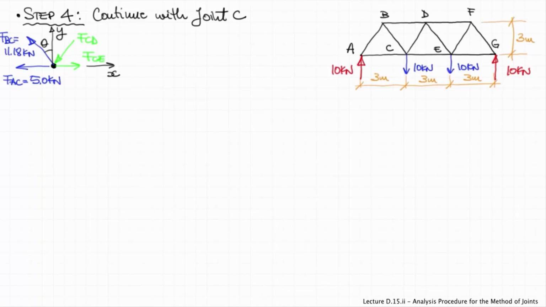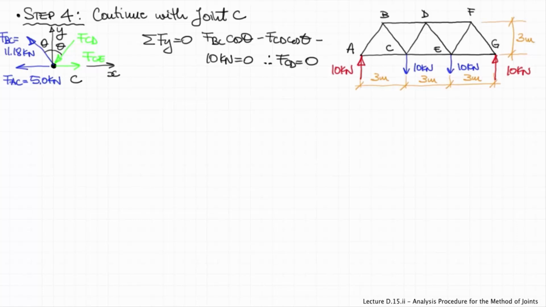Don't forget about the system of coherent axes. And again, we can sum the forces in the y direction to eliminate FCE, which has only an x component. And you can easily see, even from the symmetry of this joint, that FCD will result as 0 kilonewtons, 0 force. Sum of the forces in the x direction now.